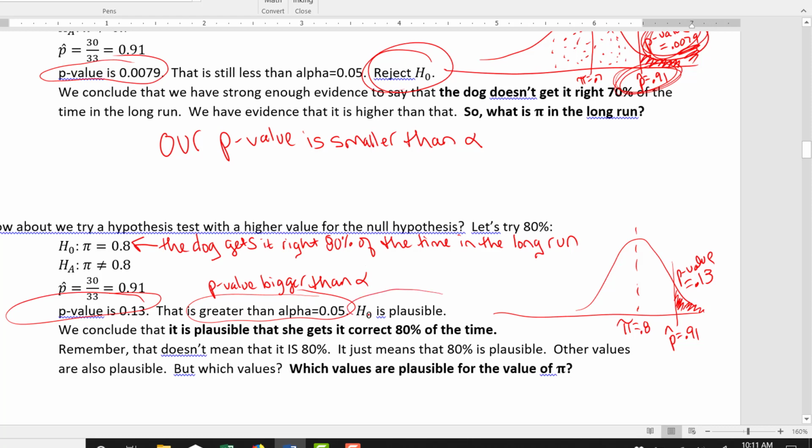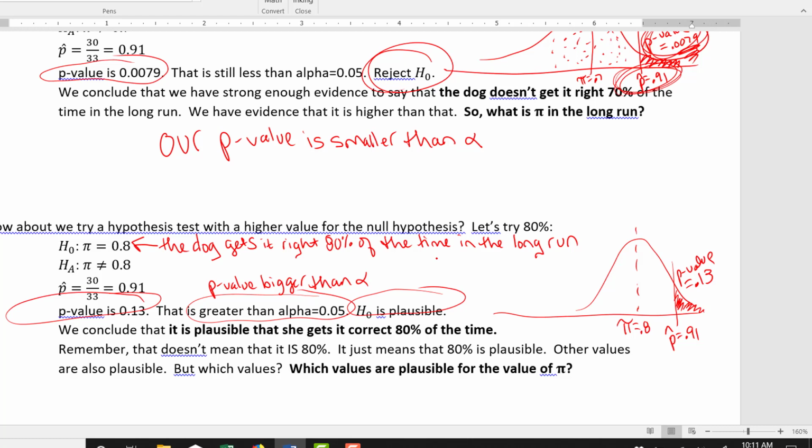So we conclude that it's plausible that this dog is getting it right 80% of the time in the long run. But of course, that doesn't mean that it's true that the dog is getting it right 80% of the time in the long run. It just means that it's plausible. And that was just a guess that we made, remember? We made a guess that it was 20% and said, nah, that's a bad guess. We made a guess that it was 70% and said, nah, that's also a bad guess. But when we made a guess that it's 80%, that seemed like a plausible, good guess.